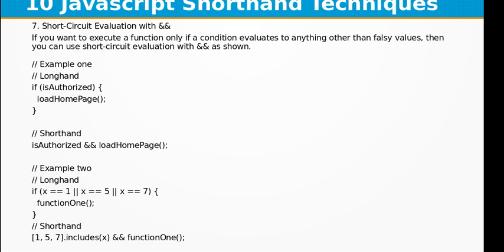If you want to execute a function only if a condition evaluates to anything other than falsy values, then you can use short circuit evaluation with double AND as shown. Let's look at example 1.